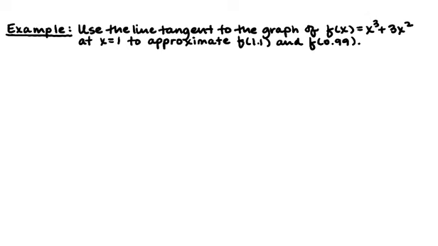All right, well, I'm going to need to start by writing an equation for the line tangent to the graph of f at the point where x equals 1. Okay, so let's see, I'm going to need a point, and that'll be x is 1 and y is 1 to the third plus 3 times 1, which is 4.